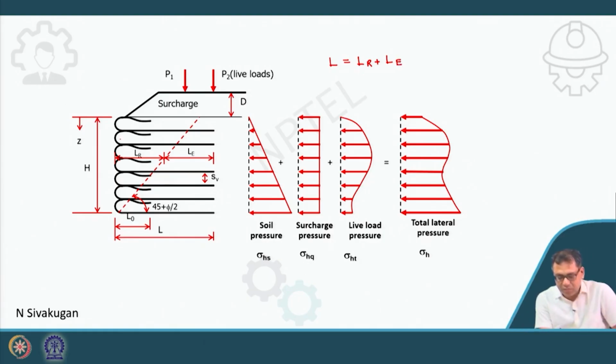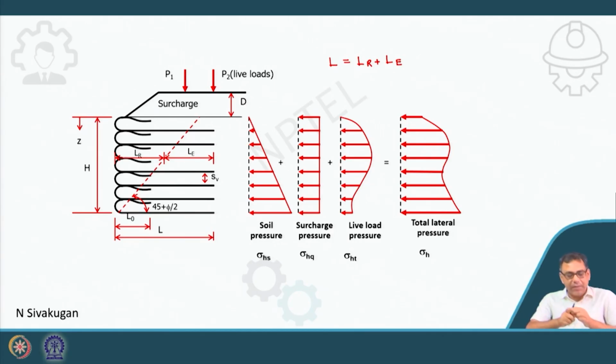Suppose this is your wall and this is the failure line. Okay. So, this is actually the failure mass and this is your failure line. This angle is 45 degree plus phi by 2. We are using Rankine's theory. That means this LR is the length that is required within the failure mass. So, that is called LR.